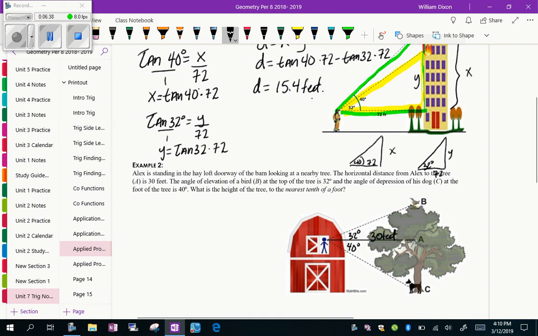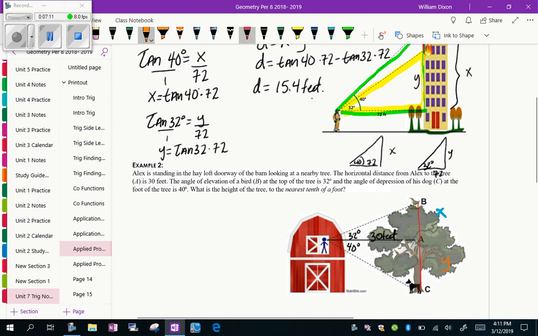Now we're looking to find the height of the tree. So the height of the tree is going to be from B to C. So what we can do is call this X, and then we'll call this Y. Because if I find those two distances, I can add them together. I can use my right triangles, find the two distances, and then add them together.